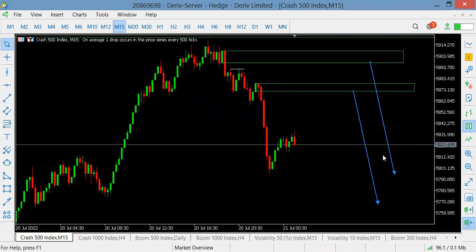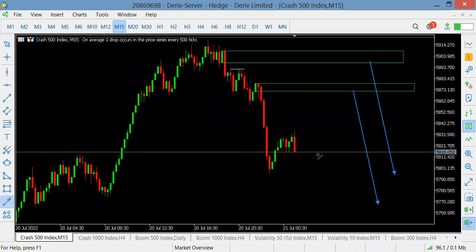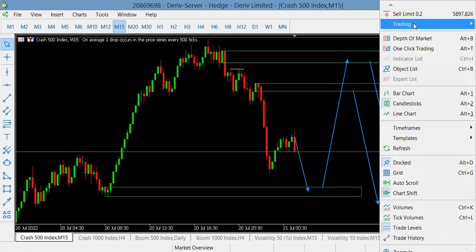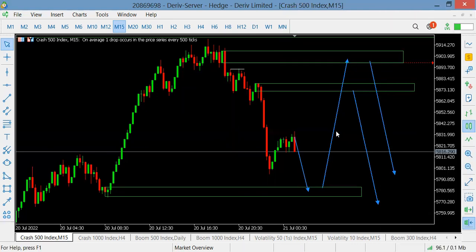So we might be looking at Crash 500 buying, let's see, possibly from this zone. Let's see how it reacts. I drop into this zone, and then react to the upside. And then once price gets to this zone, I'll be looking to short. Let me just place an alert there. Then once price gets to that zone, I will be notified.